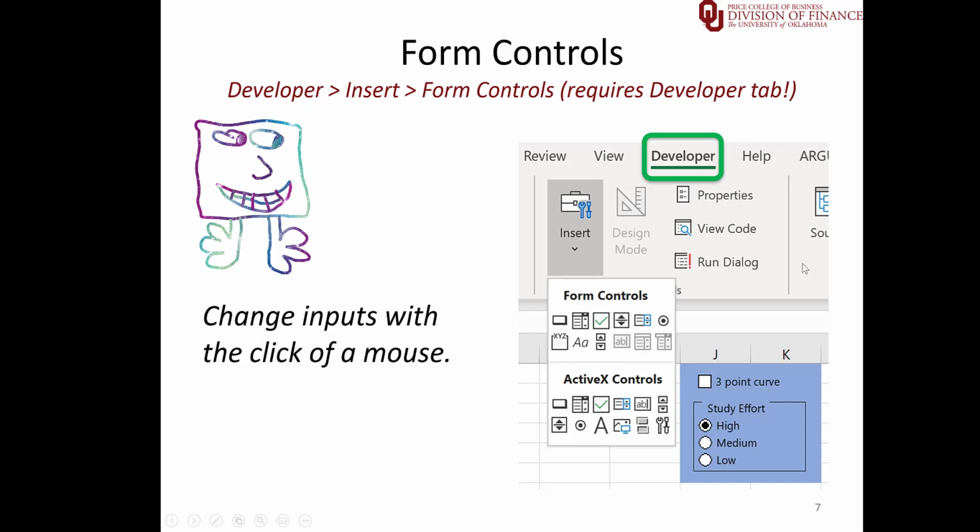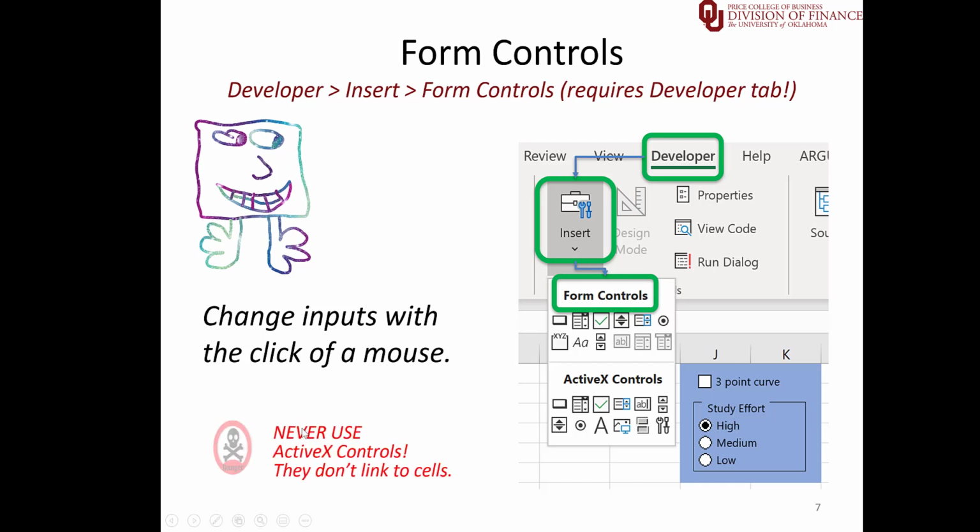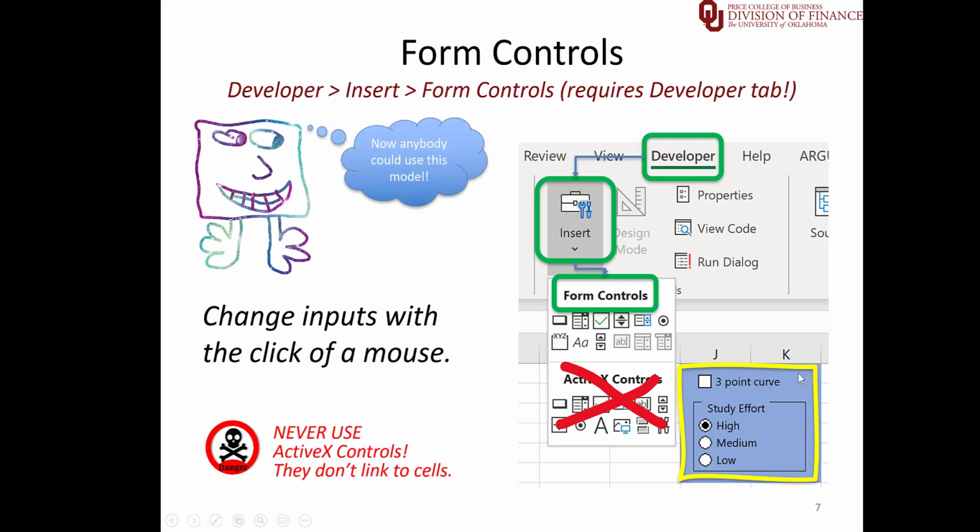What we do is we go to Developer, Insert, and it pulls up this form controls palette. Now we never want to use the bottom half of this, which is ActiveX controls, because they don't link to cells, and you'll see what I mean by that in a moment. So let's cross that out. And what this does allows us to draw things like this little checkbox. So let's say we wanted to have our course grade model accommodate a 3-point curve or high, medium, or low study efforts. So let's jump over into Excel and see how we might apply that.